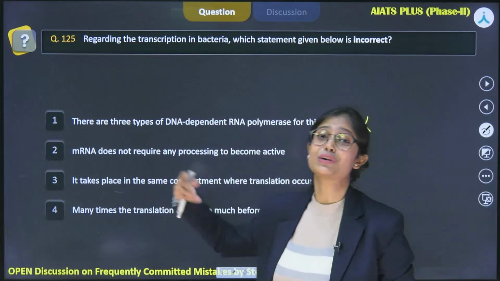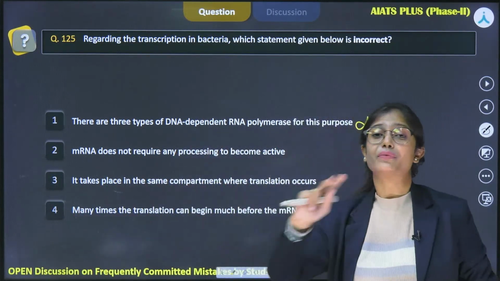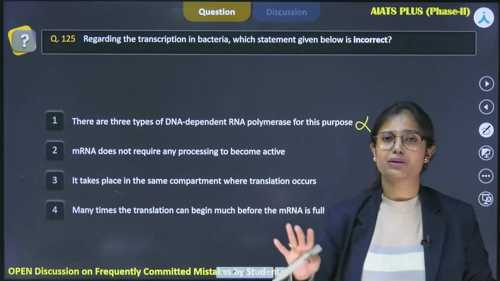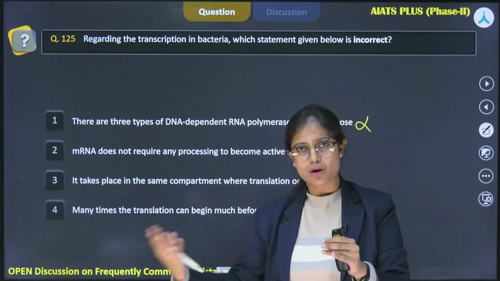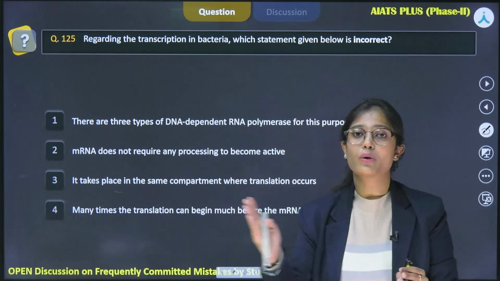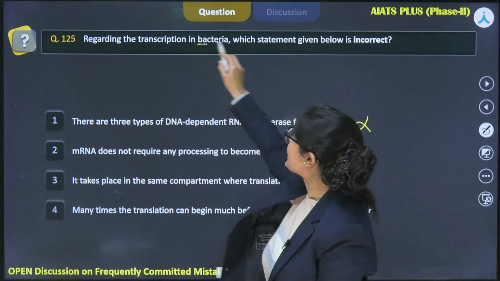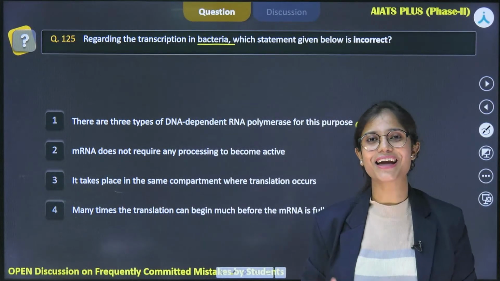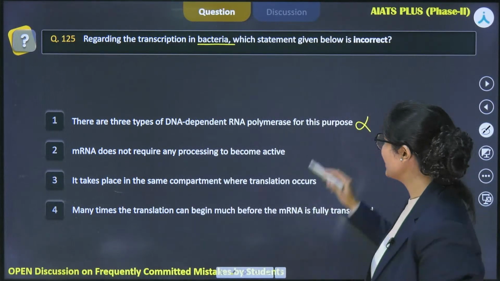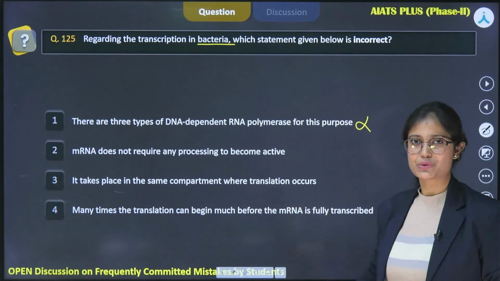If we talk about eukaryotes, then there 3 types of RNA polymerase is required. Basic 3, more are also present, RNA polymerase 1, 2 and 3, but those are in eukaryotes. If we talk about prokaryotes, that is bacteria, वहाँ पे सिर्फ एक RNA polymerase की requirement है. So पहला ही statement incorrect हो गया.